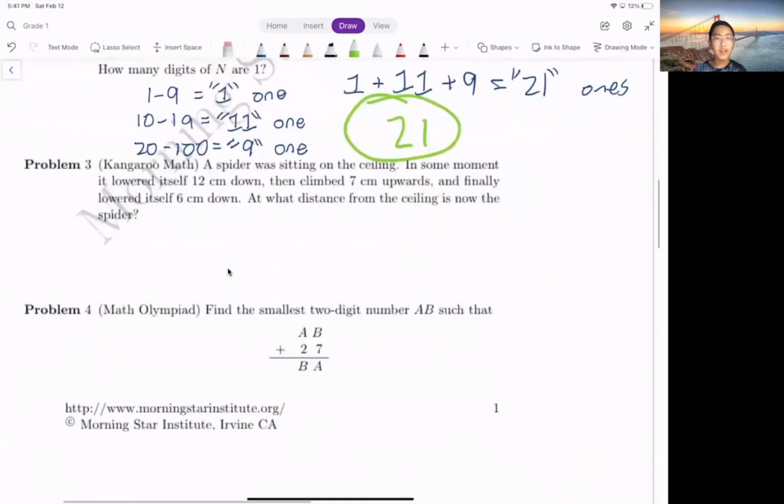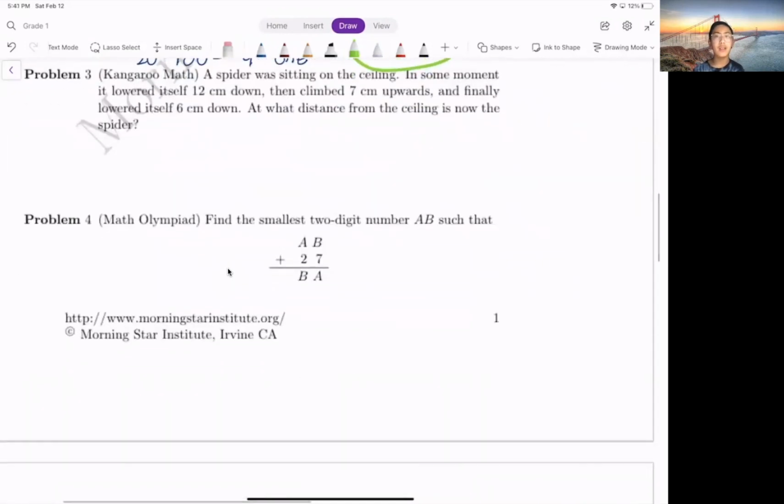Problem 3. A spider was sitting on a ceiling. At some moment, it lowered itself 12 centimeters down, then climbed 7 centimeters up, and finally lowered itself 6 centimeters down. At what distance from the ceiling is now the spider?